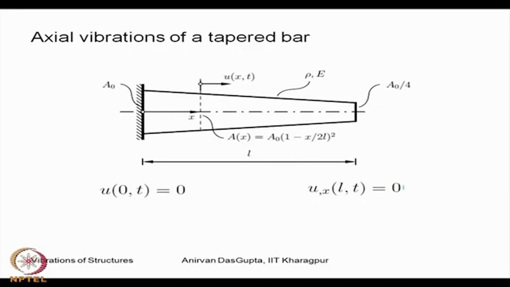So, let us once again look at the example of the tapered bar. Here we have the fixed free bar once again, and we have the geometric boundary condition at the left end and the natural or dynamic boundary condition at the right end. Now, we have to choose the comparison functions. Comparison functions must satisfy all the boundary conditions of the problem, which means they must satisfy the geometric as well as the natural boundary conditions.